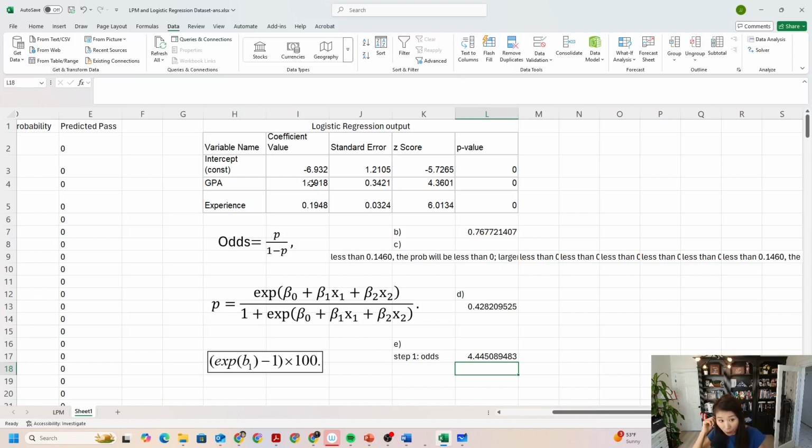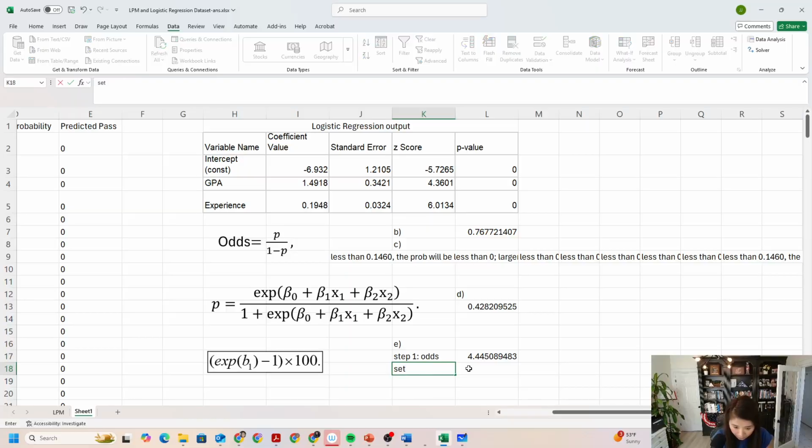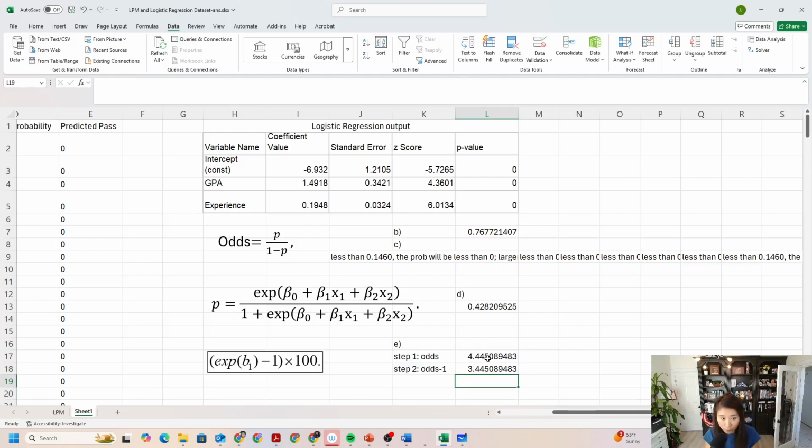But that's not how we interpret it. In order to interpret this 4.33, this 1.491, we need to apply this formula. Basically, use the exponential that you just computed, and then minus 1. Step 2. That will give you this value, minus 1. That is how you interpret the GPA.